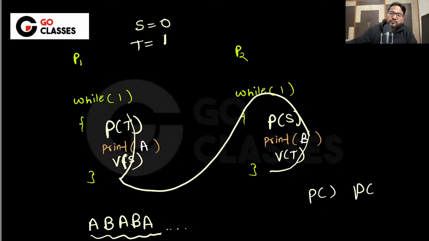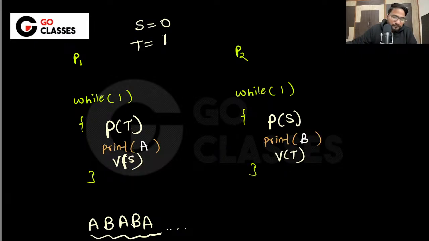So basically, if you try to execute two P's on the same semaphore in a row, then it will be a problem, right? You can't get it through. Understood? Let me know.